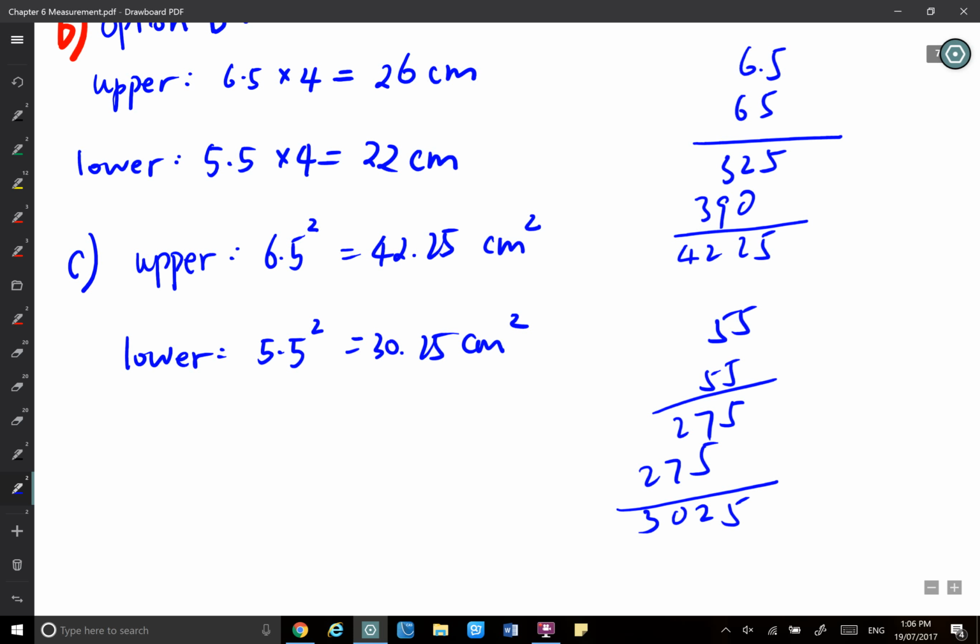Okay, that's it for this chapter. That's everything for this chapter. What you do is enough practice. You do all the exercises in the book. We just finished the chapter.